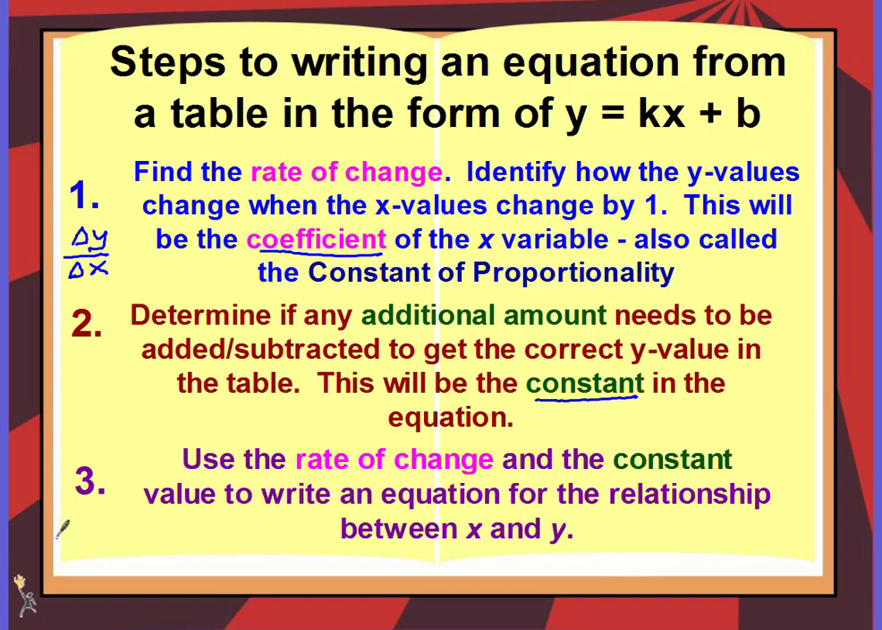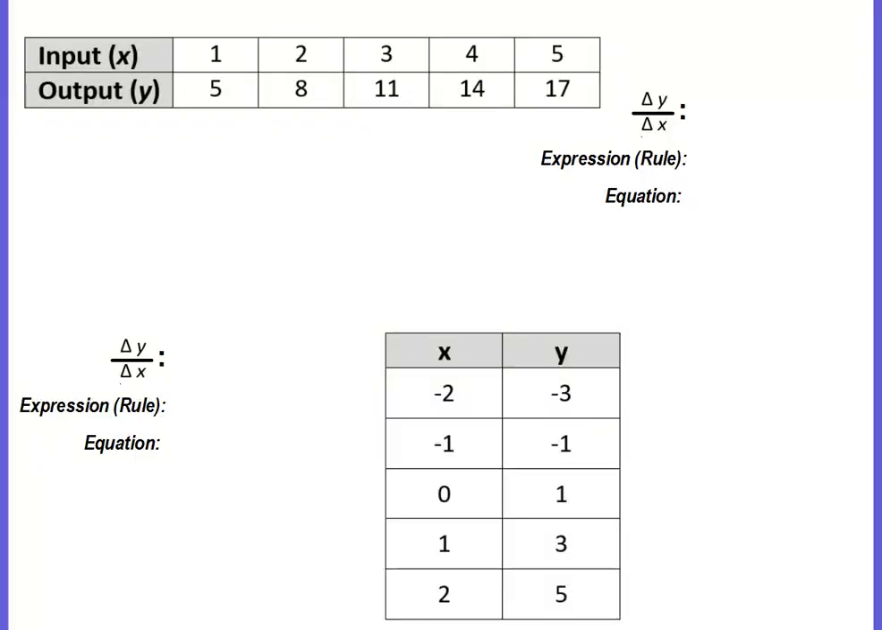And the third step, you're going to use the rate of change and the constant value to write an equation for the relationship between x and y. And the equation that you're going to write will be in the form of y equals kx plus b. So with the one step, we had where it was just y equals kx or y equals x plus b. But now we're combining the two together into a two-step equation. And the best way to learn this is just to practice.